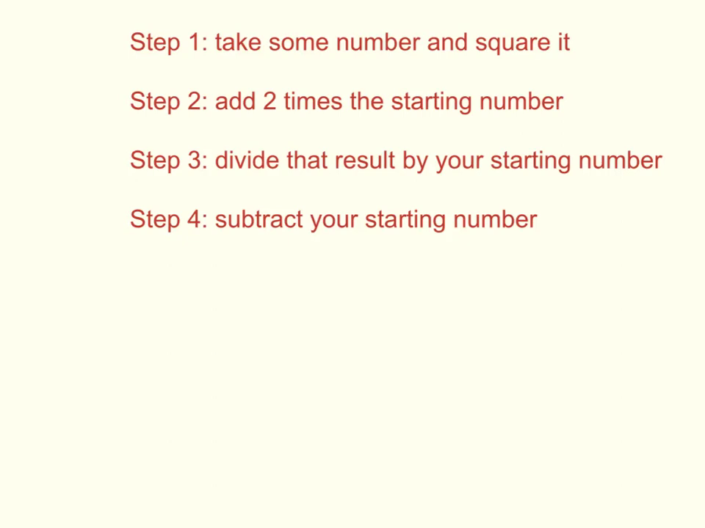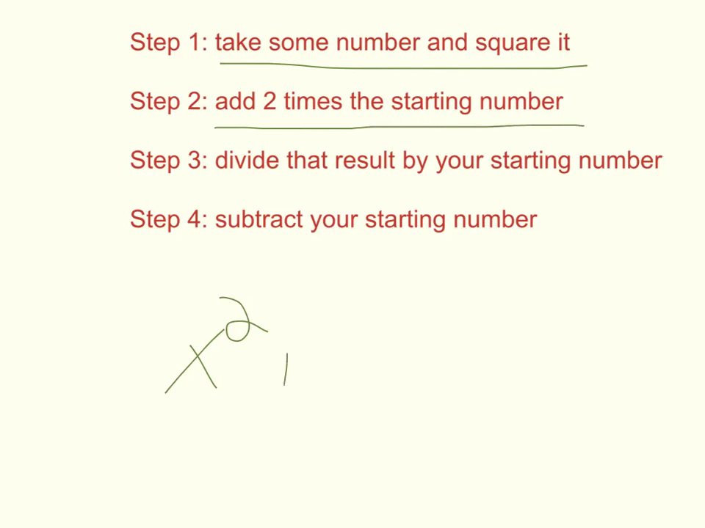Now let me show how you could have done this slightly different. I'm still going to use x and I'm going to follow these steps. So I'm going to take some number and square it. So I've still got x squared. I'm still going to add 2 times that starting number, which is 2x. Now the difference is right here where it says divide by my starting number. If I wrote just that, there's a problem here. Remember our order of operations. That's like saying 2x divided by x comes before we add 2x plus x squared.